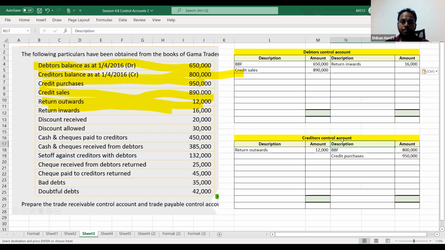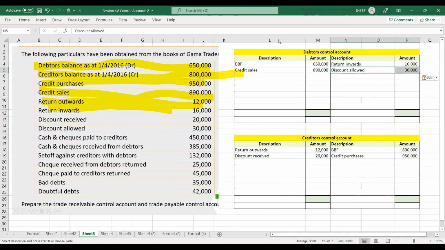Discount. Discount received will be debited to the creditors control account. Discount allowed will be credited to debtors control account. Okay, complete and tell me the closing balance. What is the closing balance?